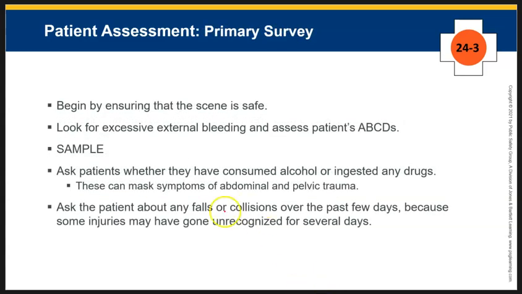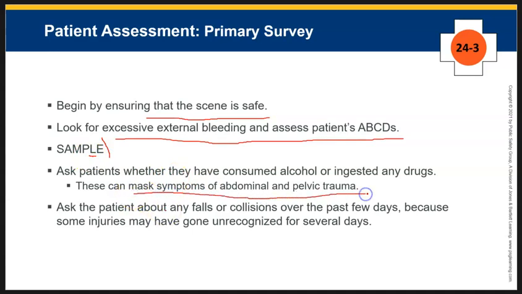We always want to ensure that the scene is safe, and we want to initiate standard precautions before beginning. Then we'll address life threats, looking for external bleeding and the ABCDs. A patient history is important because if you find out during the last oral intake that the patient has consumed alcohol or drugs, understand that the symptoms of this trauma or the pain could be masked by that.